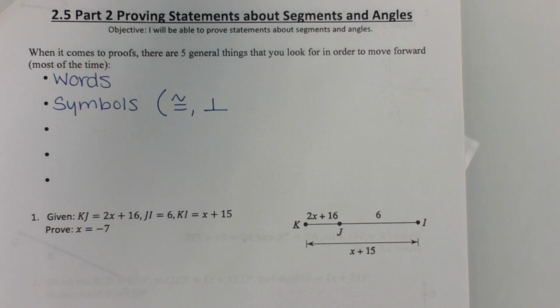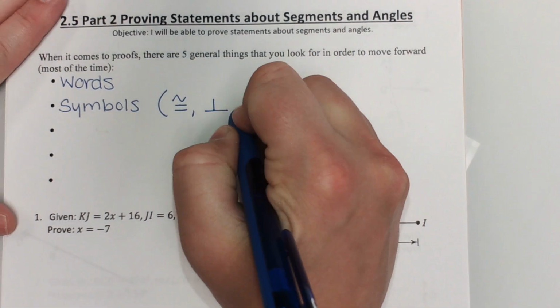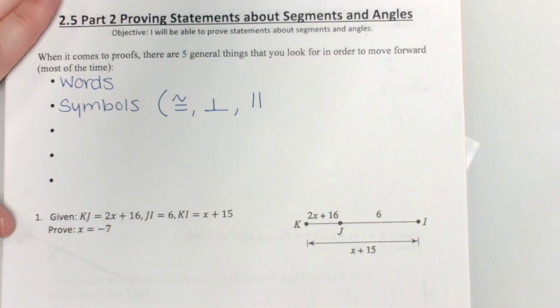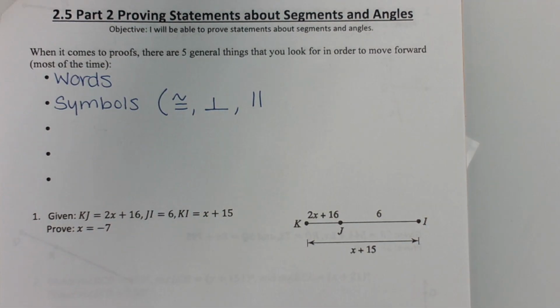That symbol, you should have seen it before. Starts with a P. Pi. It's not pi, nice try. It's perpendicular. It's been a minute since you've seen it, so if you don't remember it, it's not the end of the world. And there's also a symbol that looks like this. It's the parallel symbol.